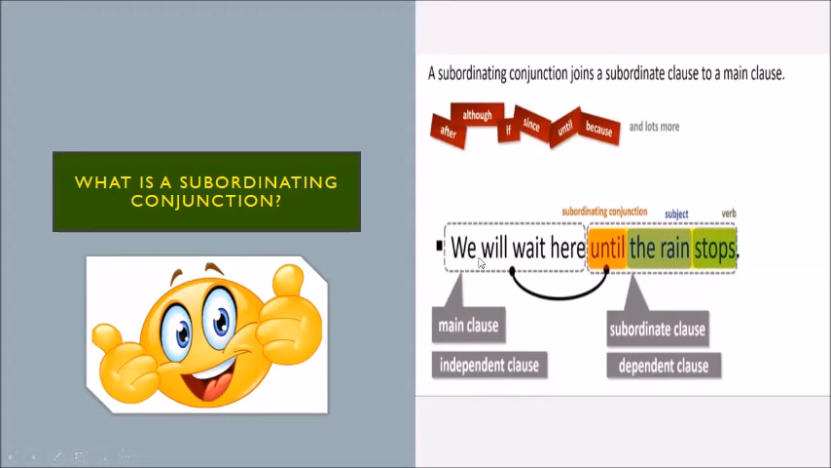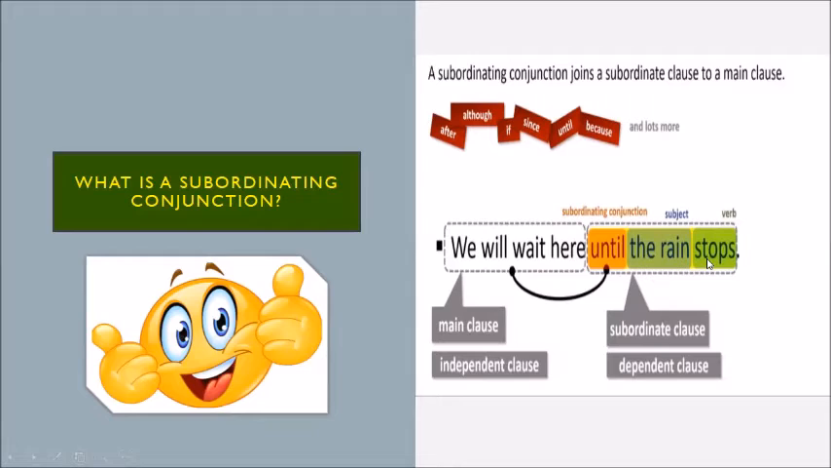We are going to call the first clause the main clause. It means that it has meaning by itself. If we omit the second part of this full sentence, we can see that the first clause has meaning by itself. We will stay here. It doesn't need any more information because the action is going to be clear.